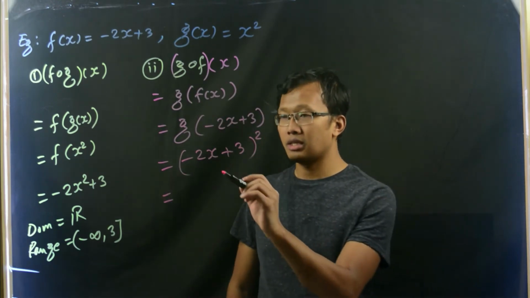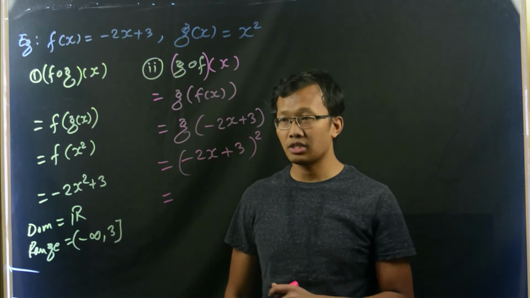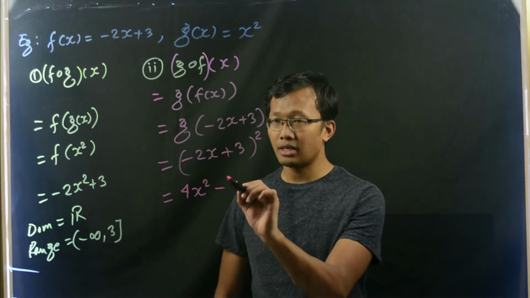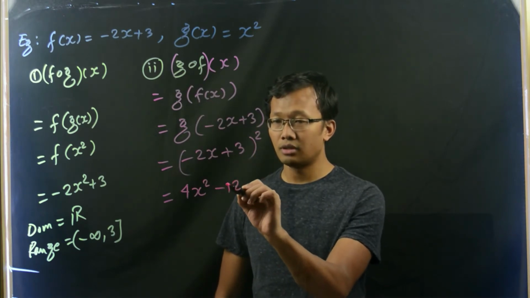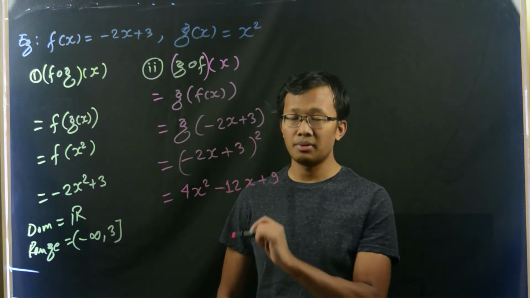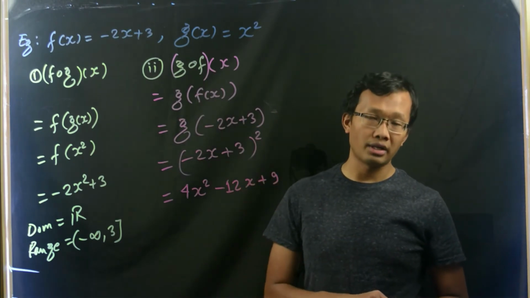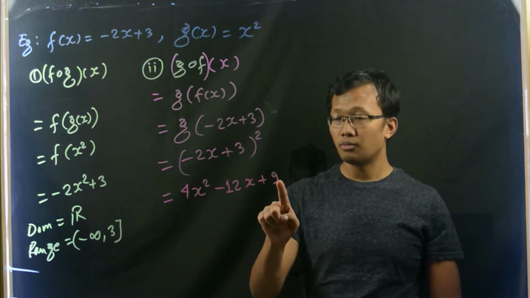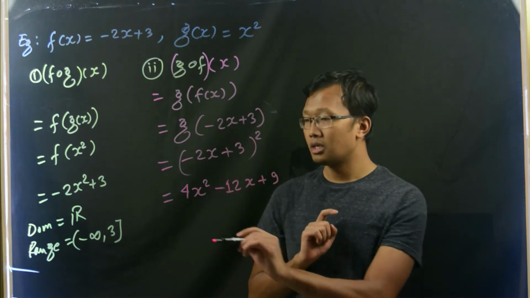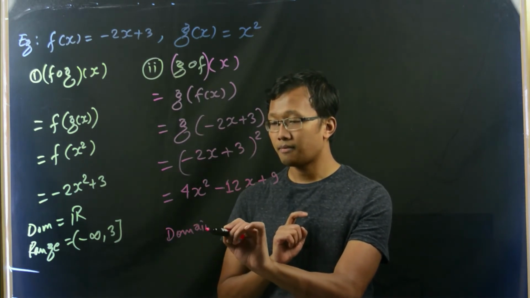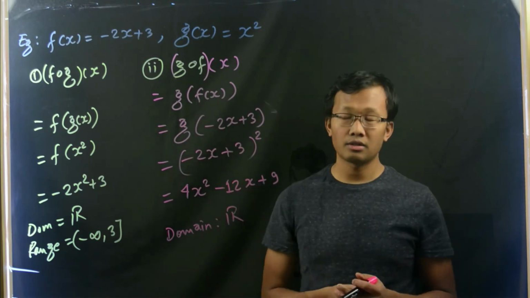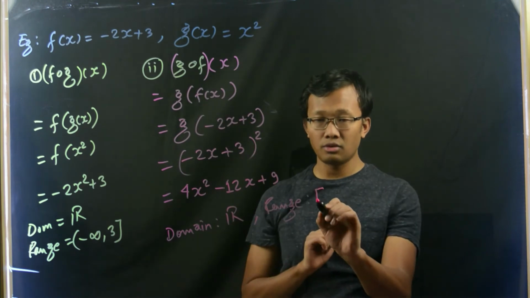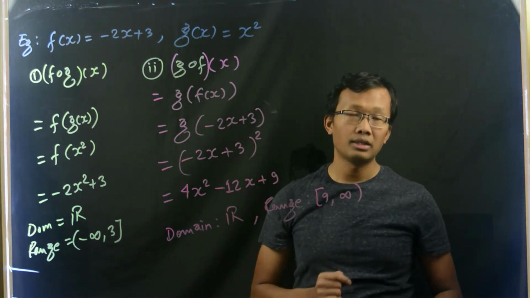If you expand this using the perfect square formula, this would be 4x square minus 12x plus 9, since 3 times 2 times 2 is 12. So that would be our function. This is also a quadratic function which opens up from the point 9. So that means the domain would be the entire real numbers for a quadratic function, and the range, since it opens upward from the point 9, would be 9 up to infinity.